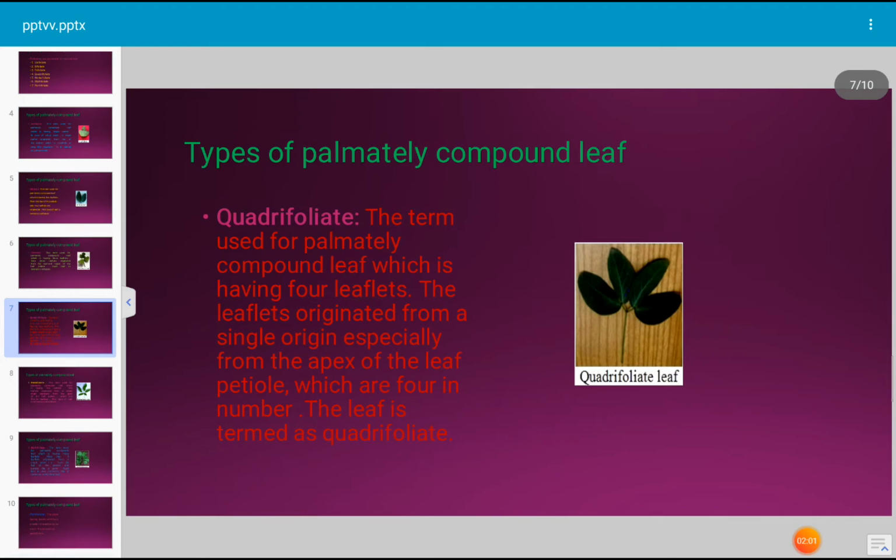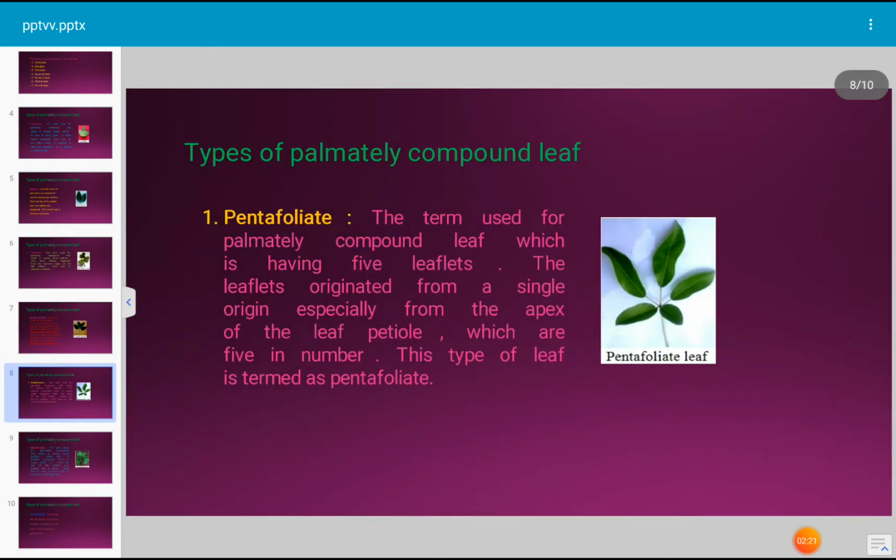Next, quadrifoliate. The term used for palmately compound leaf which is having four leaflets. The leaflets originated from a single origin, especially from the apex of the leaf petiole, and which are four in number. The leaf is termed as quadrifoliate.